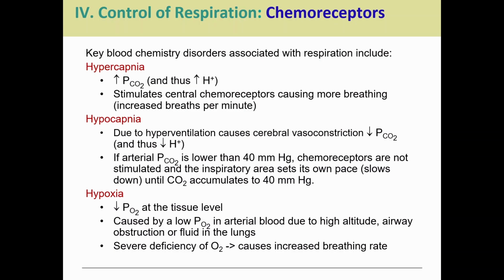And then hypoxia, this is low oxygen. This is low partial pressure of oxygen in the tissues. This can be because we're at a high altitude. It can be because there's some sort of airway obstruction, so we're not able to breathe properly. Either something is there, like we're choking, or maybe there's fluid in the lungs, like we have some sort of illness. And then if we have a severe deficiency in this, we get an increased breathing rate to try to get more oxygen in to overcome that low concentration.